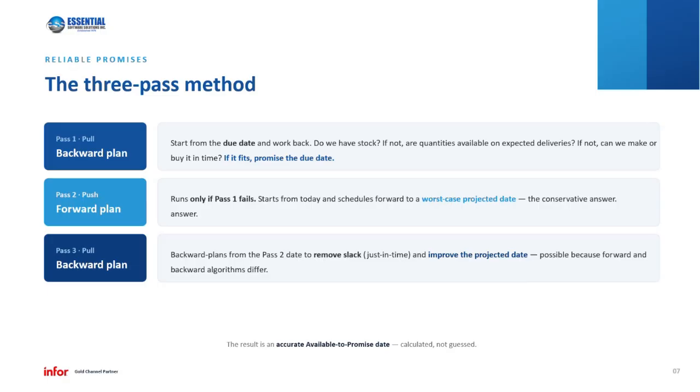The forward and backward plan algorithms differ, which is why the third pass can often improve on that projected date. So the date that you see at the end of the day, the projected date on your get ATP calculation or on your projected date on an order or a job, that will be a result of that third pass occurring if the first pass was not able to be successful.